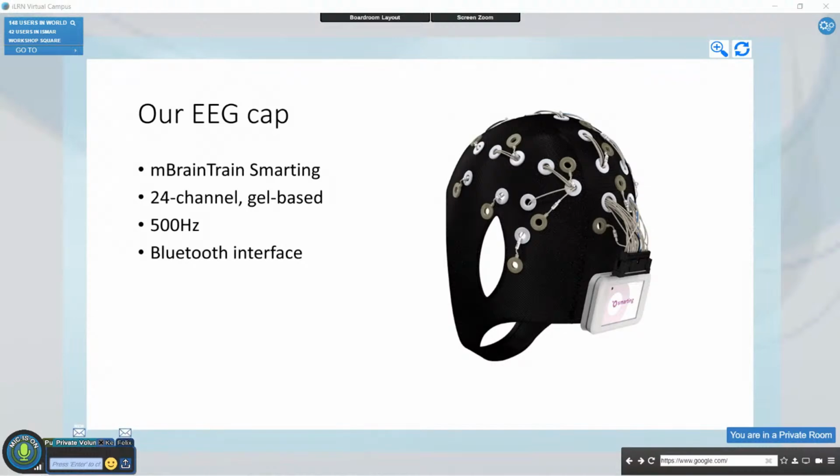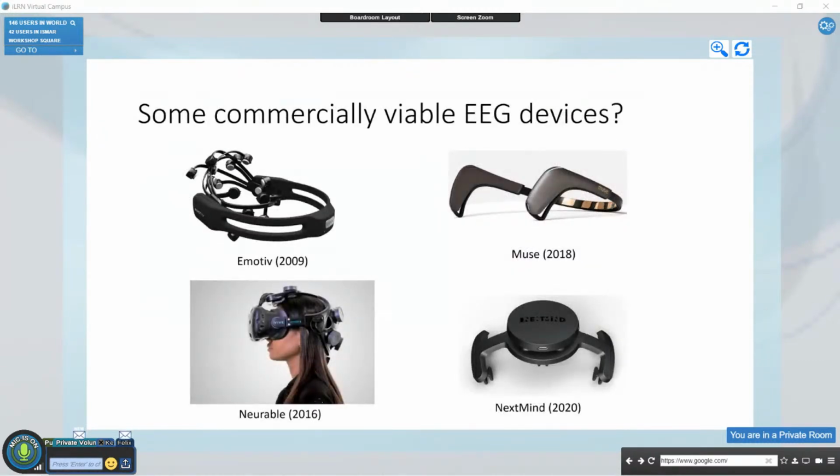So this is the EEG cap that we've been using lately. This is the 24-channel gel-based 500 hertz Bluetooth interface. It's a wonderful device. Now there are, of course, many commercially viable EEG devices, or maybe they are.